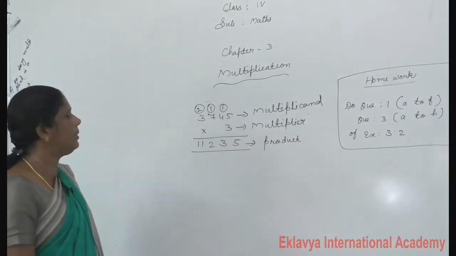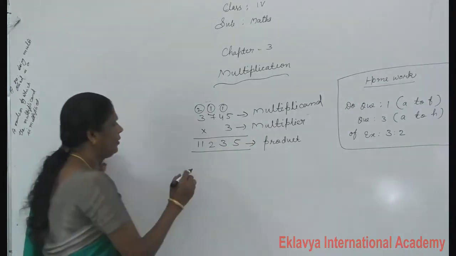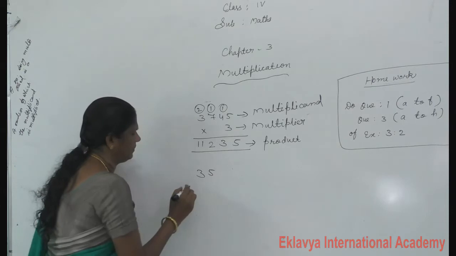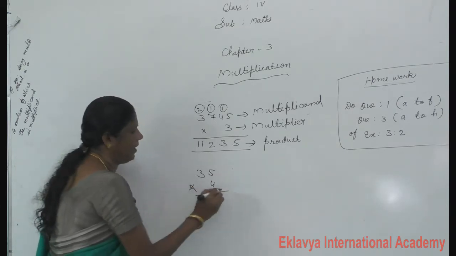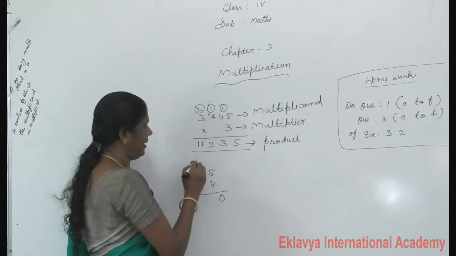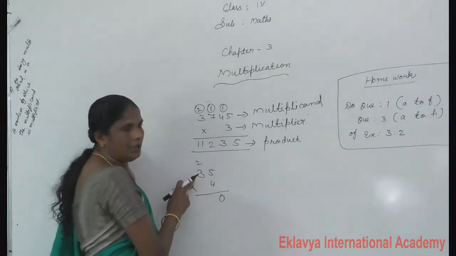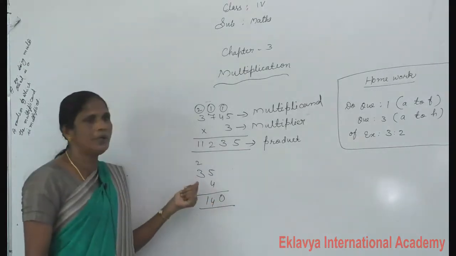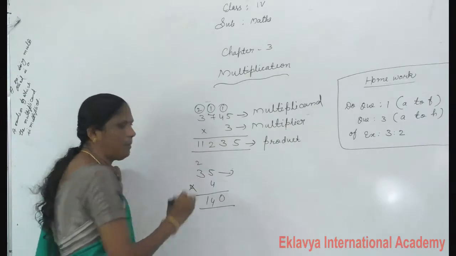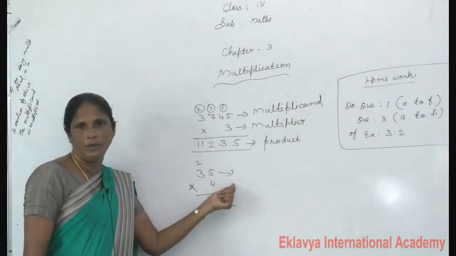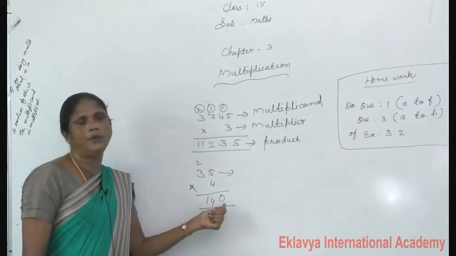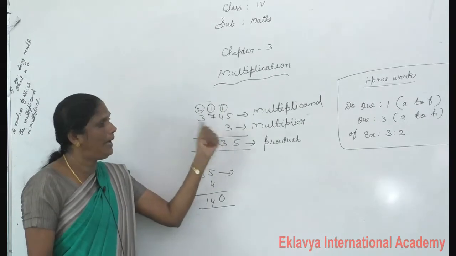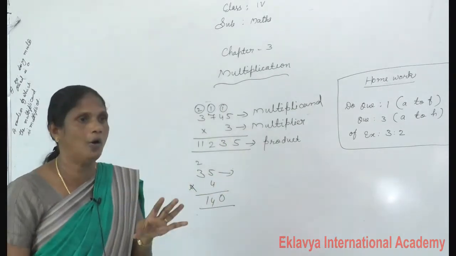Then for example, 35 multiply 4. 4 5s are 20, carrying 2. 4 3s are 12, 12 plus 2 is 14. Here which number is our multiplicand? 35 is our multiplicand, 4 is our multiplier, then 140 is our product. The result of the multiplicand and multiplier is called the product.